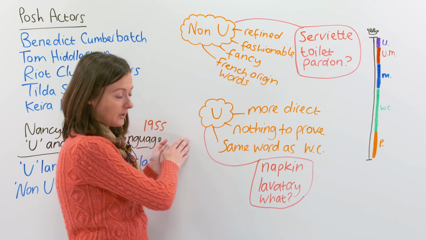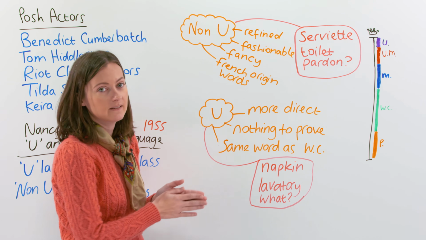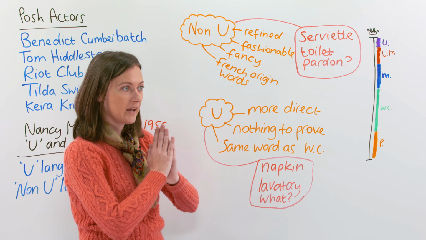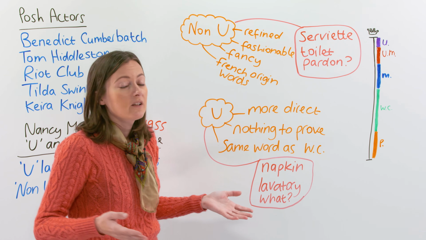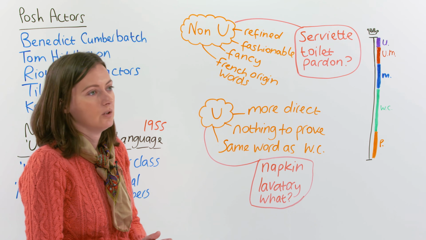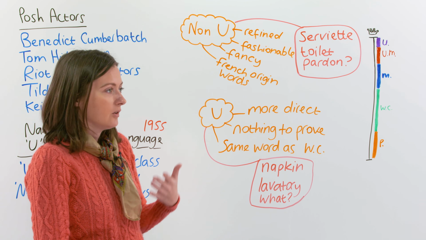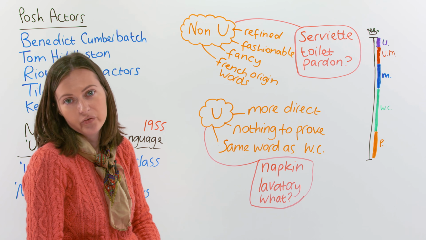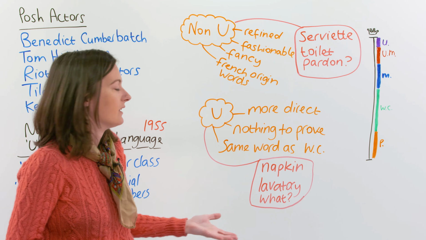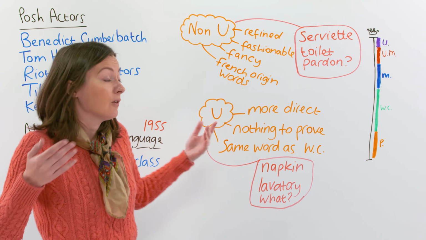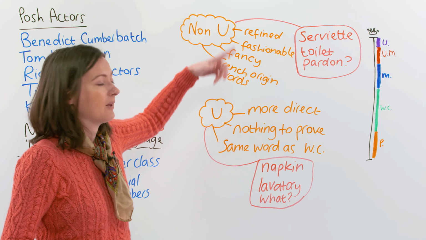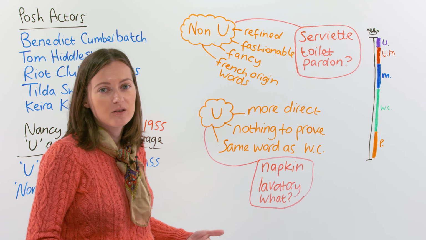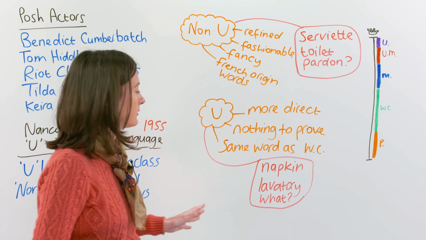If you are upper class, if you're like Nancy Mitford, your language is more direct. You say what it is. You've got nothing to prove. You know that you're upper class. You know that you come from a good family. You know that your family has connections. You know you have all the money you need. So you're not trying to be refined or elegant like these people or fashionable. You don't care. You have all the status you need. You don't need to try hard with your language.